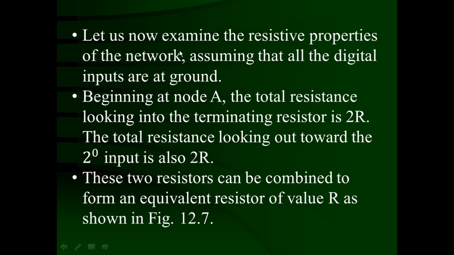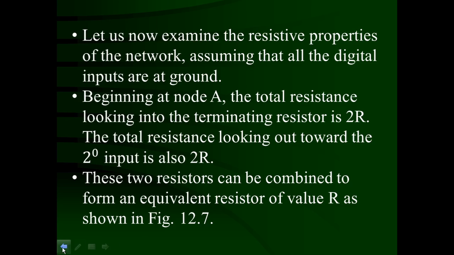Let us now examine the resistive property of the network. We'll study the equivalent resistance for each branch from each node, assuming that all the digital inputs are at ground. Beginning at node A, the total resistance looking into the terminating resistance is 2R. The total resistance looking out toward the 2 raised to 0 input is also 2R. These two resistors can be combined to form an equivalent resistor of value R, as shown in figure 12.7.